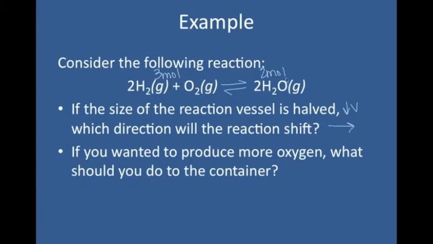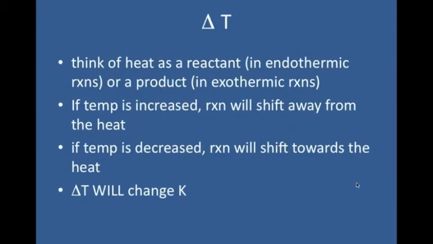it has less moles. And then if you wanted to produce more oxygen, what should you do to the container? Well, oxygen is on the reactant side. It's the side that has more moles of gas. So if you want to produce more oxygen, you need to increase your volume, and then you'll be able to make more oxygen.